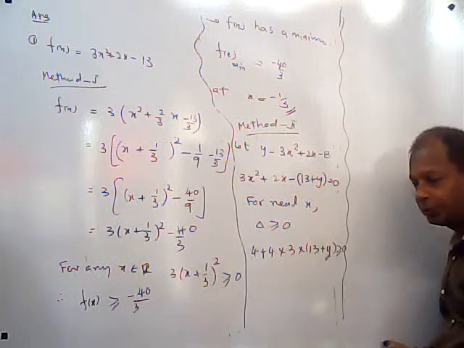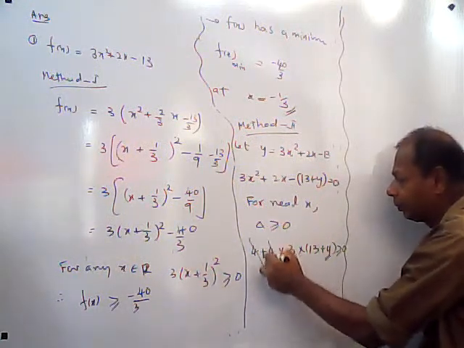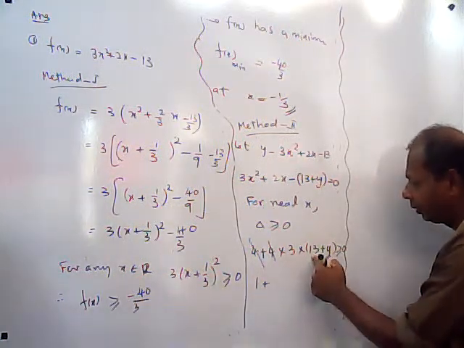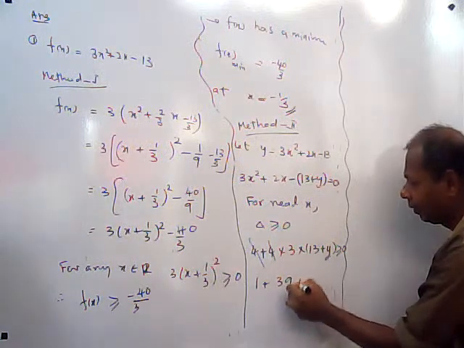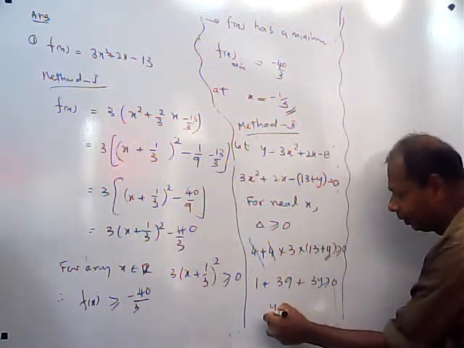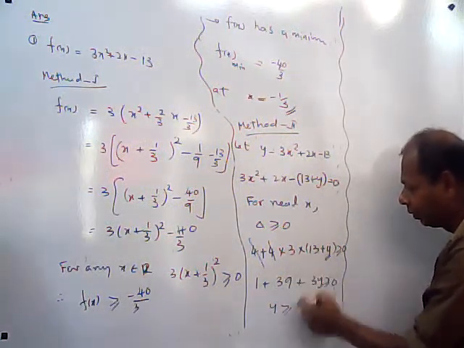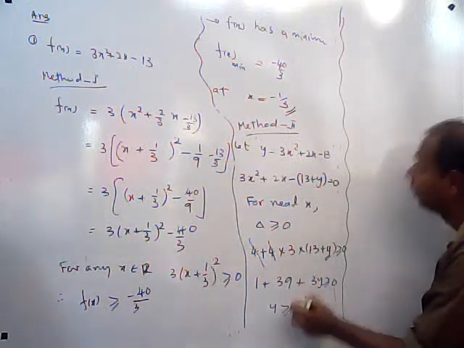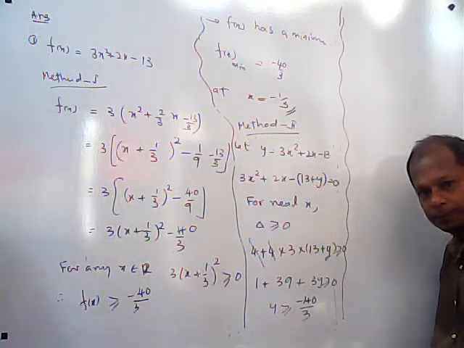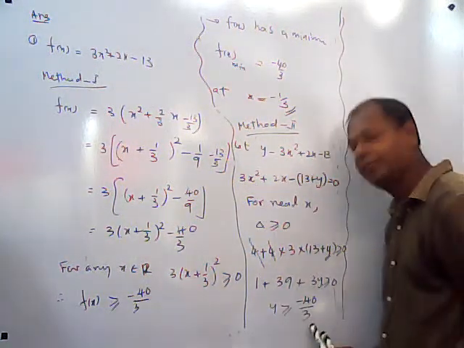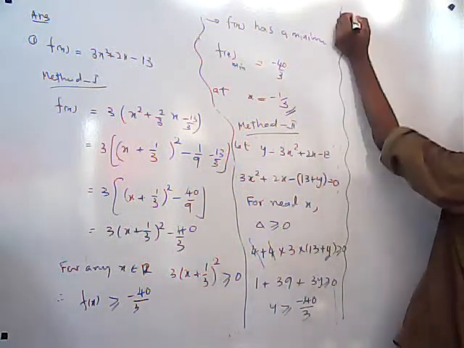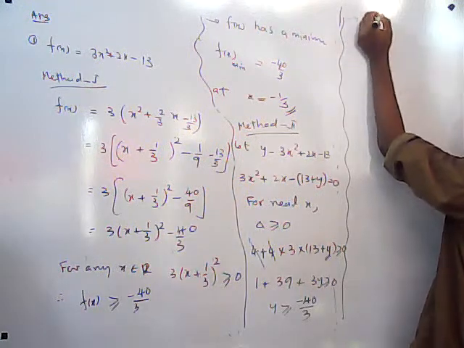Right? So can't you divide everything by 4? Make it much simpler. I'll give 1 plus 13 into 3, 39 plus 3y is greater than or equal to 0. So this gives y is greater than or equal to minus 40 over 3. Exactly the same result as before. So y has a minimum. Y minimum is this. Therefore, this implies y has a minimum.